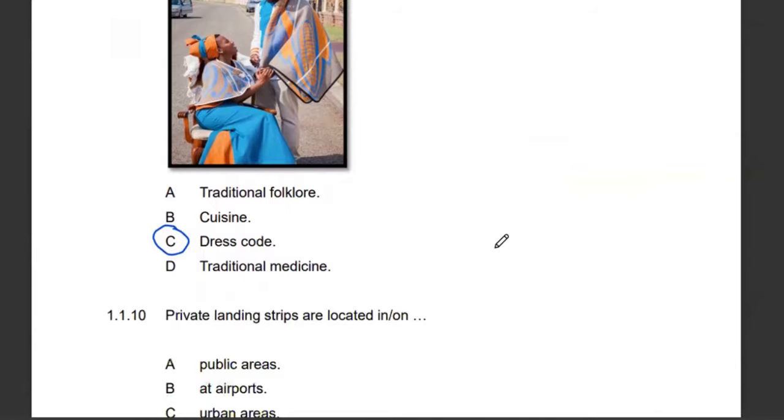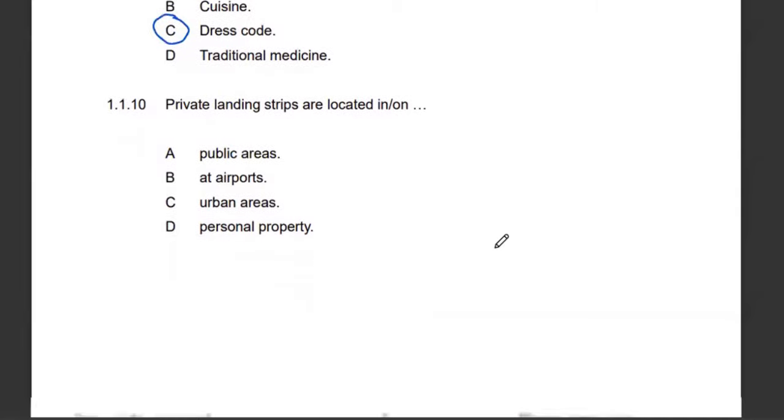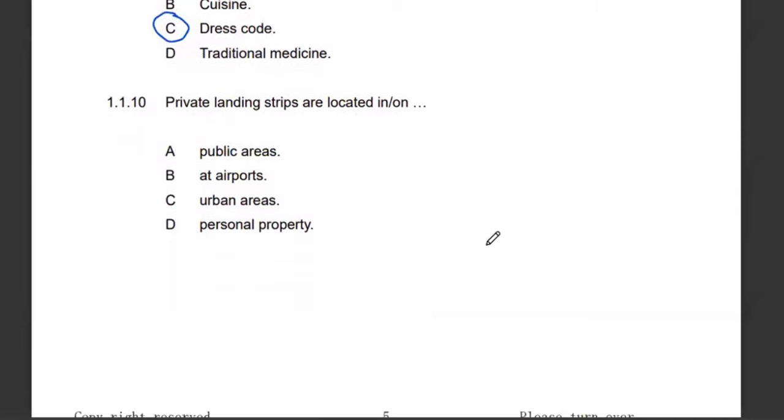Then 1.1.10, private landing strips are located in or on. So private landing strips are usually located in or on personal property. So personal property can include a plot, it can include a farm. That's where you find private landing strips.